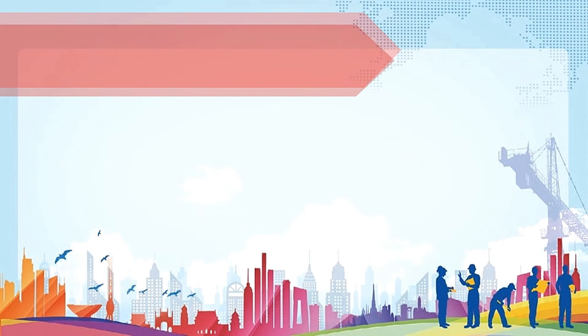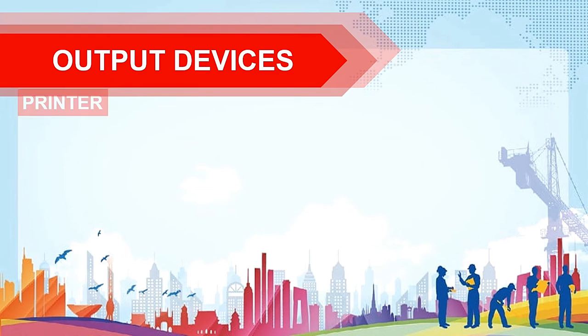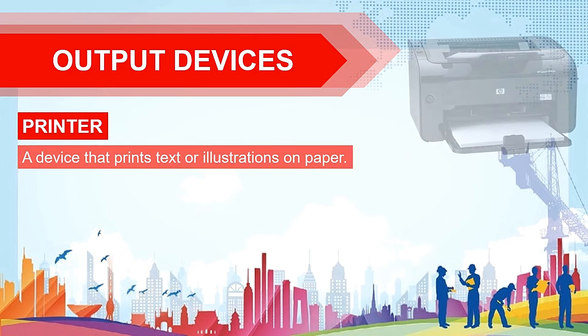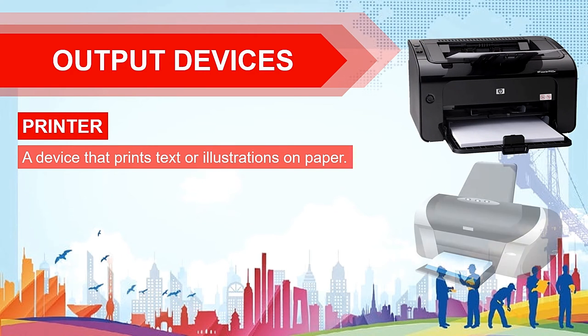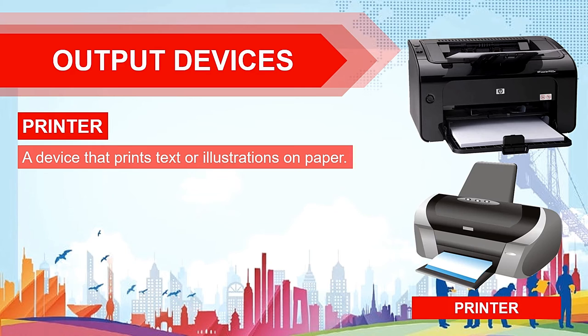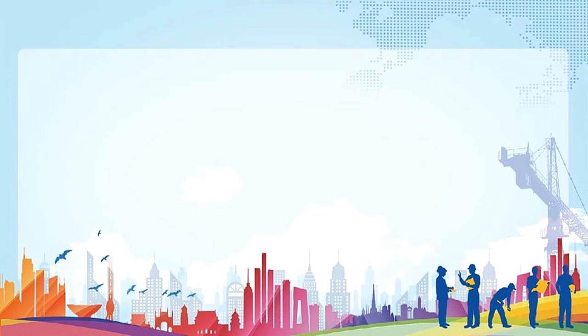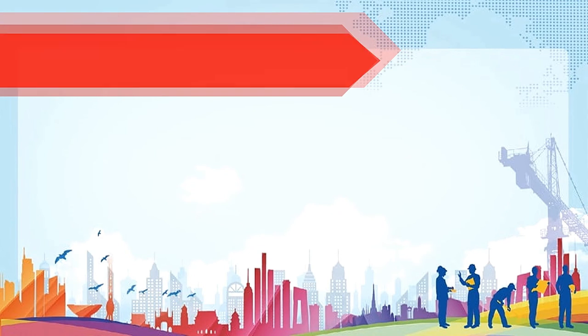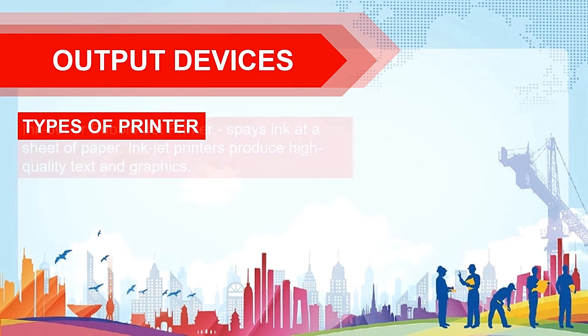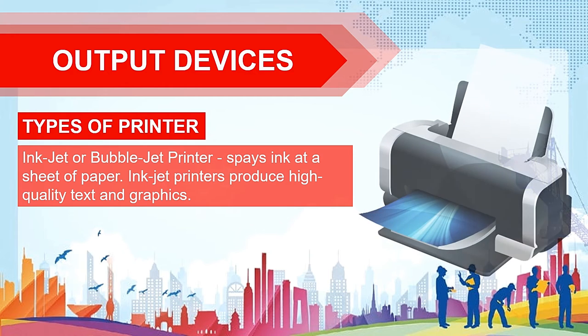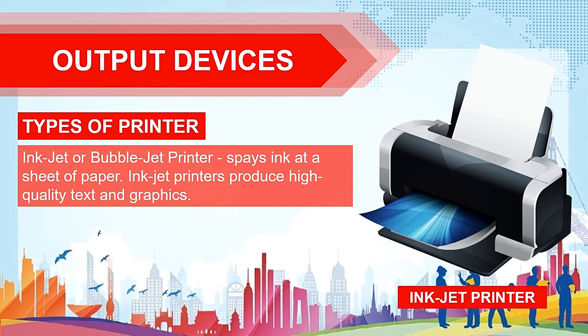Another familiar output device which is commonly used by the students to print their research paper and other printer-related work is the printer, which prints text or illustration on paper. Printers have five types, namely inkjet or bubble jet printer, which sprays ink at a sheet of paper. Inkjet printers produce high quality text and graphics.